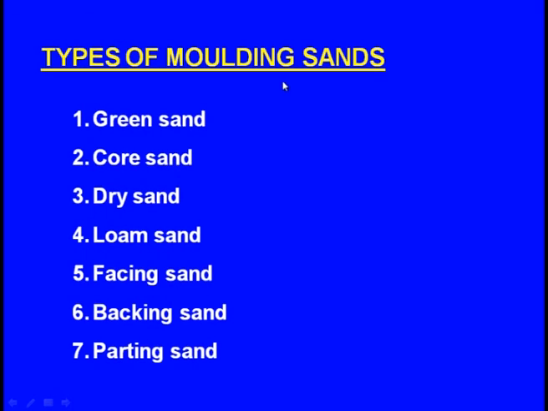These are the different types of moulding sands. One is the green sand, second the core sand, next the dry sand, the loam sand, the facing sand, the backing sand, and finally the parting sand. Most of the time we hear these words, and some people may not be able to distinguish among these different sands. Let us see what is the purpose of each sand mentioned here.